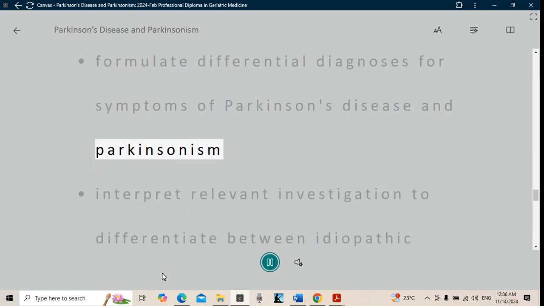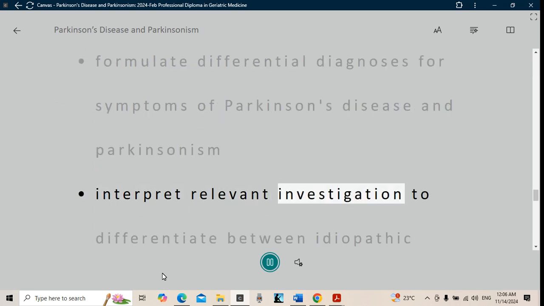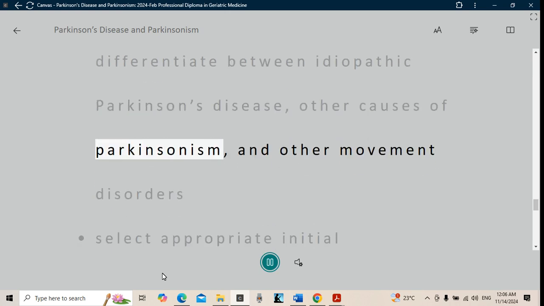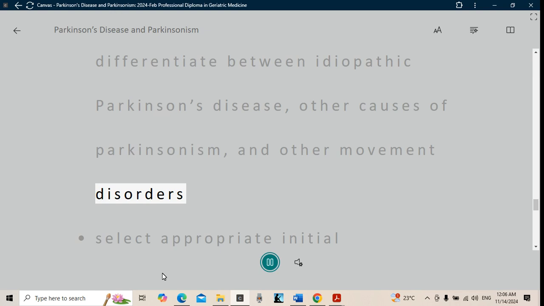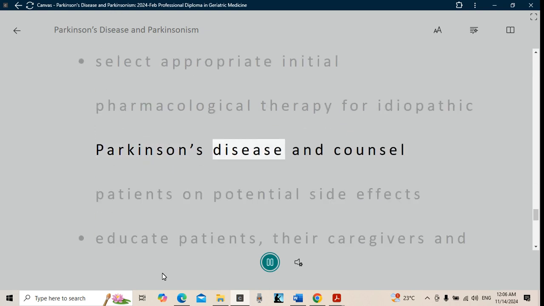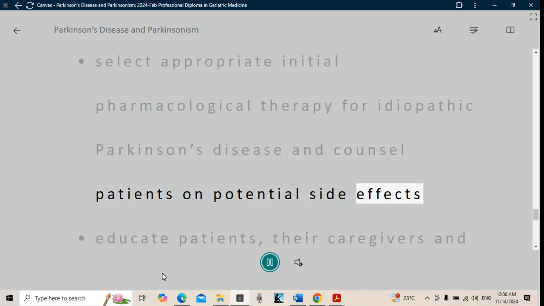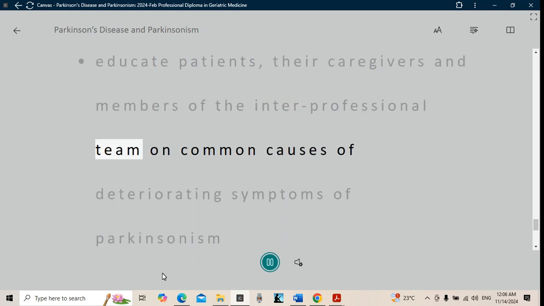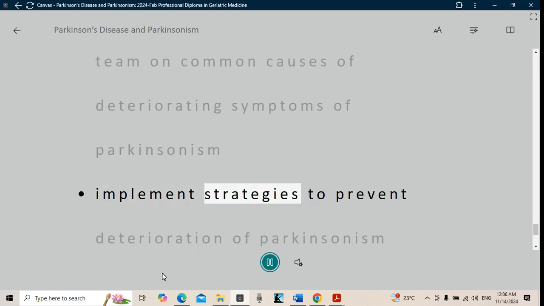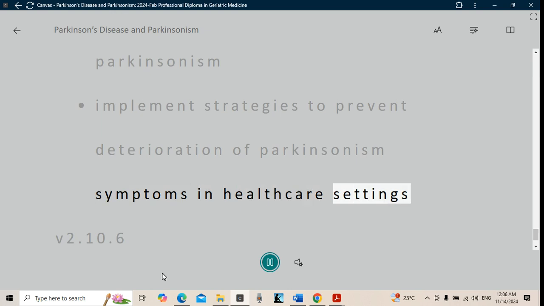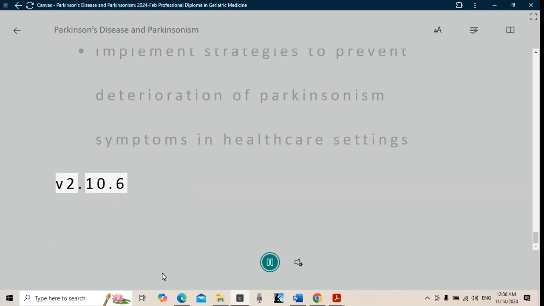Learning outcomes. On successful completion of this module, you will be able to formulate differential diagnoses for symptoms of Parkinson's disease and Parkinsonism. Interpret relevant investigations to differentiate between idiopathic Parkinson's disease, other causes of Parkinsonism, and other movement disorders. Select appropriate initial pharmacological therapy for idiopathic Parkinson's disease and counsel patients on potential side effects. Educate patients, their caregivers, and members of the interprofessional team on common causes of deteriorating symptoms of Parkinsonism. Implement strategies to prevent deterioration of Parkinsonism symptoms in healthcare settings.